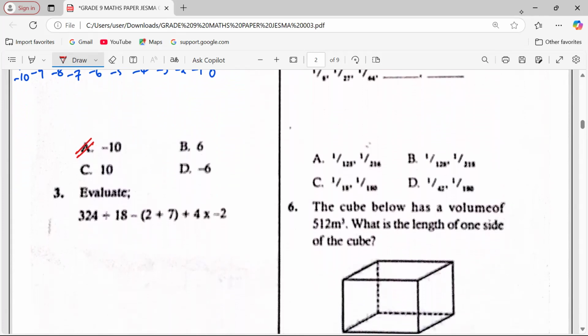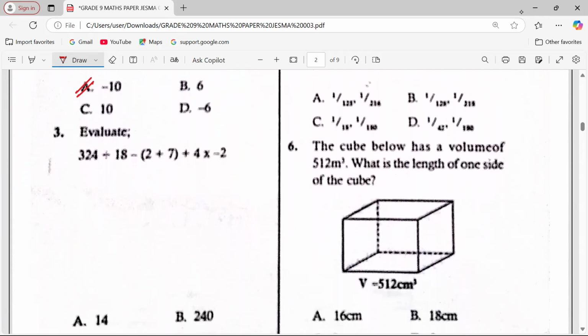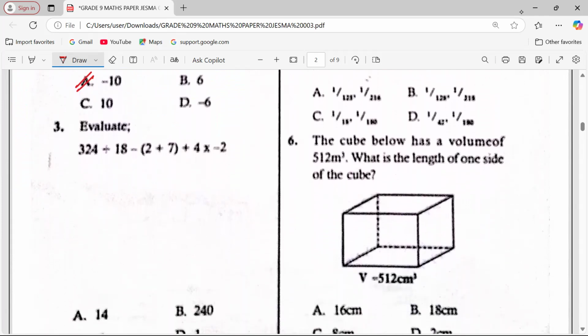We again have number 3, which is still on BODMAS. Evaluate 324 divided by 18, minus (2 plus 7), plus 4 multiplied by -2. So according to BODMAS, we're supposed to work out what is in brackets first. So we begin with brackets.